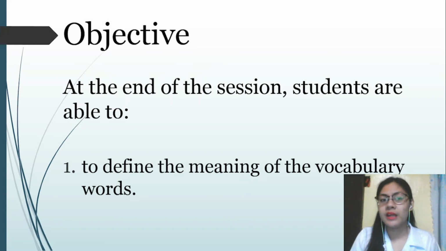Again, I'm going to read the objective for today's session. At the end of the session, students are able to define the meaning of the vocabulary word. Do you think we achieved this objective? Did we define the meaning of the vocabulary words? Yes. Thank you for the answer. Yes, we did achieve this objective. We defined the different vocabulary words, which are law, violation, and homogeneous. Very good.